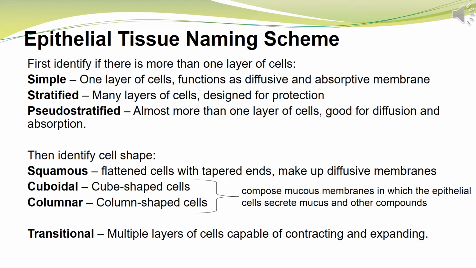And then over here down by itself, we have a very special term that we apply to multiple layers of cells which are capable of contracting and expanding, and this tissue is called transitional epithelial tissue. And this is the sort of tissue that makes up the bladder and allows it to stretch without bursting. So this type of tissue is basically a stretchy but very strong tissue.